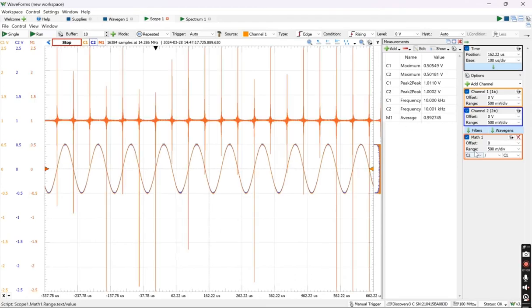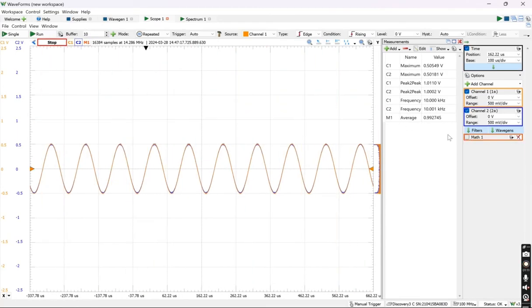This is a custom math function that is C2 over C1, which is used to calculate the gain, because C2 is the output voltage, C1 is the input voltage. If we divide the two, we will get the gain. So either value could be used, the maximum could be used, or the peak to peak could be used to calculate the gain. Both would end up with the same result.